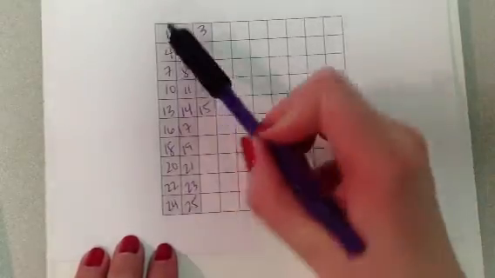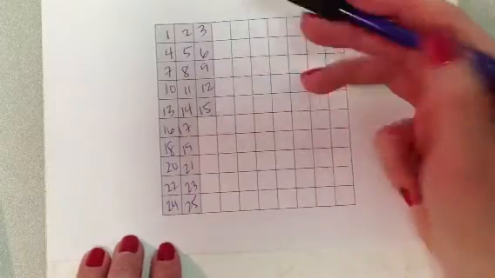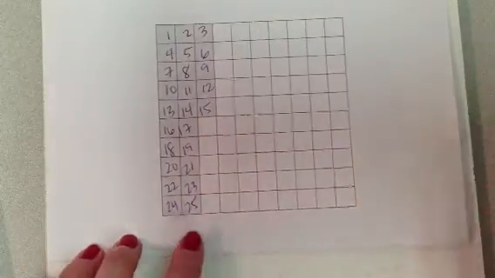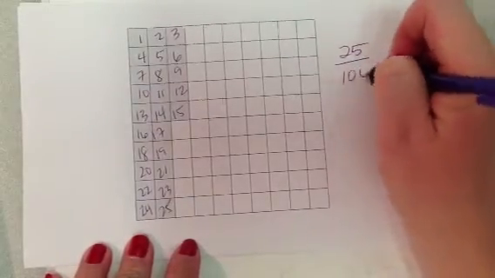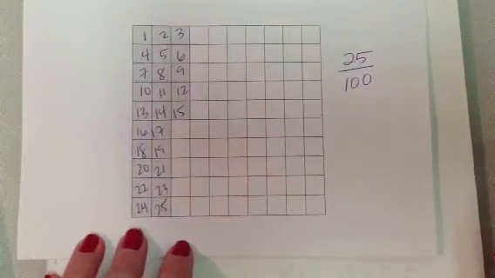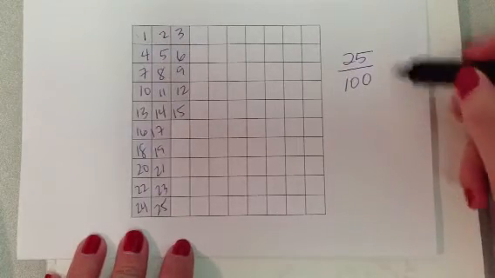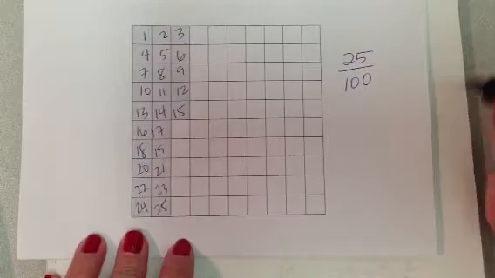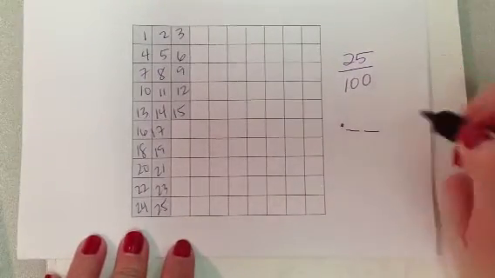Now that we look at this and we know that there's 10 in a row, there's 10, here's 5. So this is 25. So I could write this as a fraction, and it would look like this: 25 out of 100. And of course, I know from fraction land that I could reduce that, but for now I'm just going to leave it. But I could also write it as hundredths.